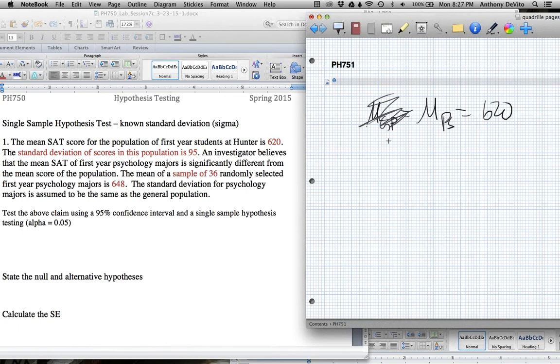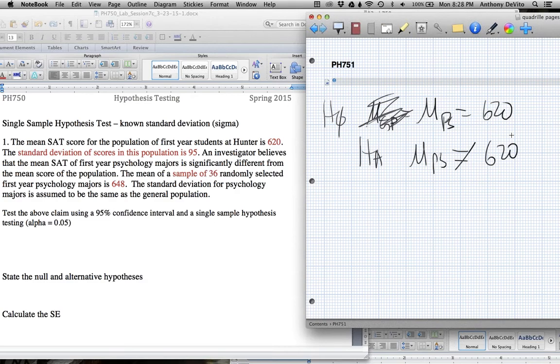Okay, so what's my alternative? That's my null hypothesis. What's my alternative hypothesis? That the mean for the psych students is not equal to 620. Nobody speculated about whether it's higher or lower. We just know it's different. Okay, so we want to test this hypothesis.